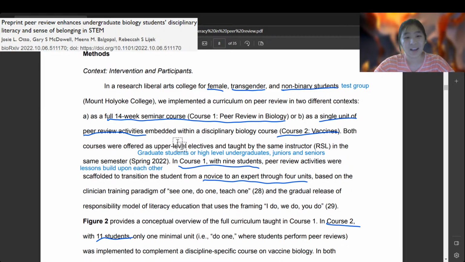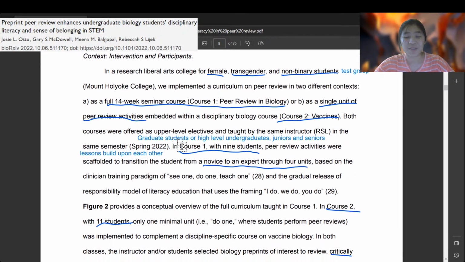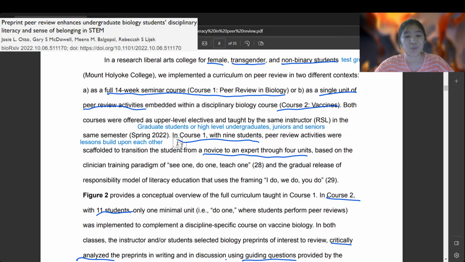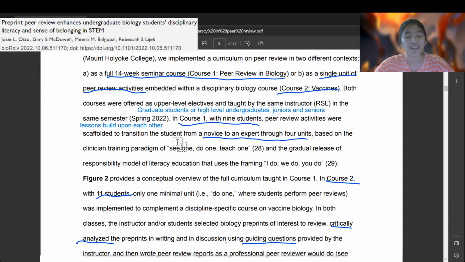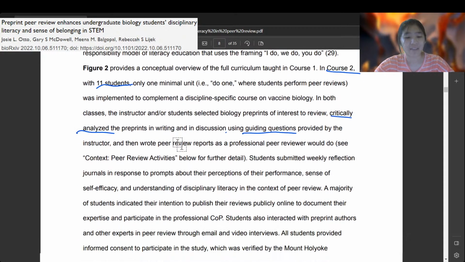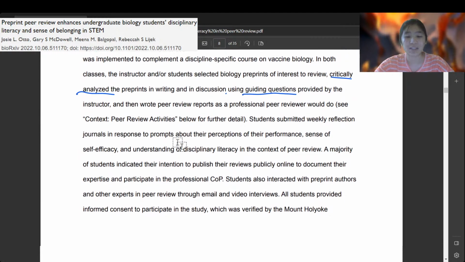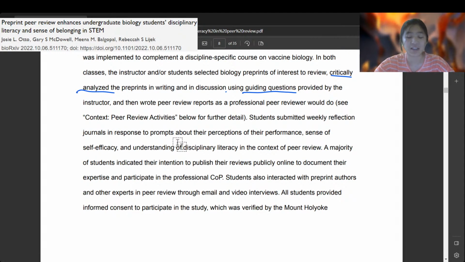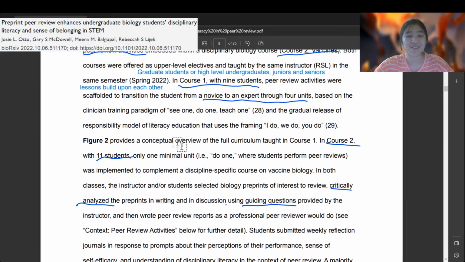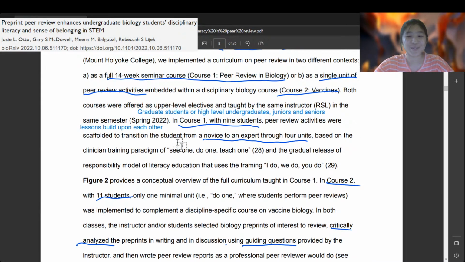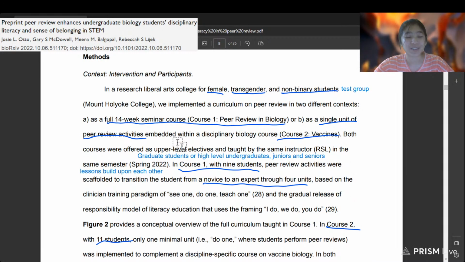Overall, though, I wished they went a little bit more in depth into the actual curriculum in their methods section. They might have that in the appendices at the bottom. I have not checked that yet. But I say that because I would love to implement this curriculum myself, because I want to learn how to review preprints since I'm also an undergraduate student.